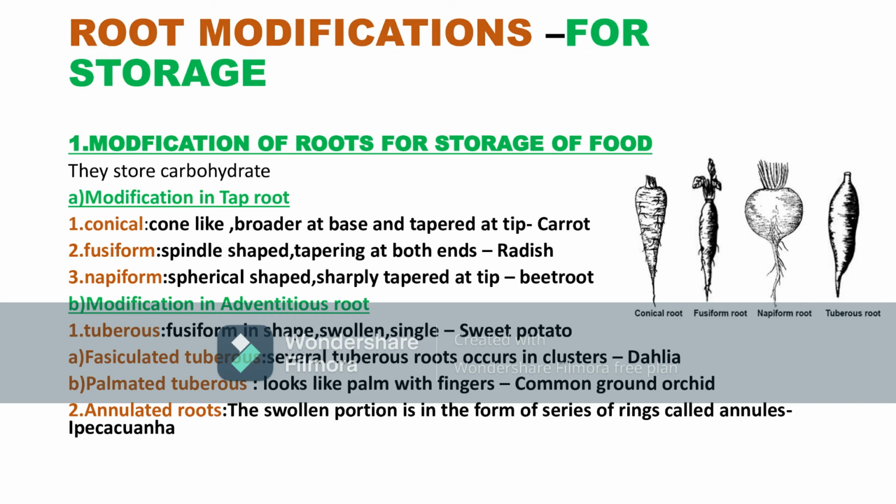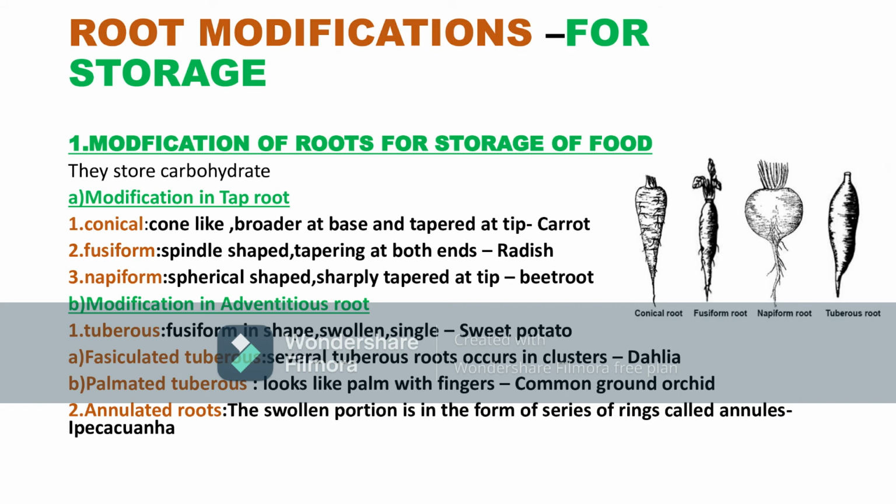Example, beetroot and turnip. Adventitious root system. Tuberous roots: fusiform in shape, swollen, single or isolated. Example, sweet potato. Fasciculated tuberous roots: formed in groups or clusters. Example, dahlia, asparagus. Palmated tuberous roots: looks like a palm with fingers.